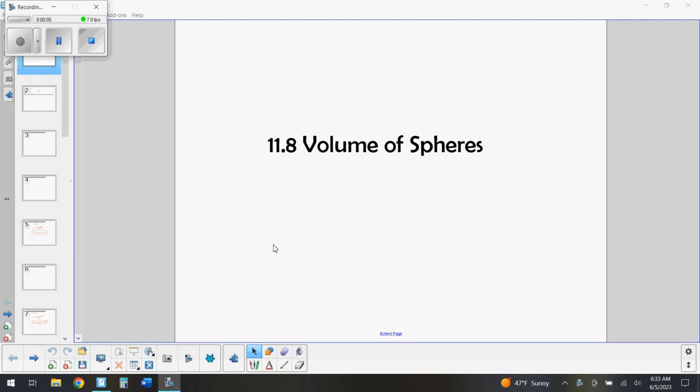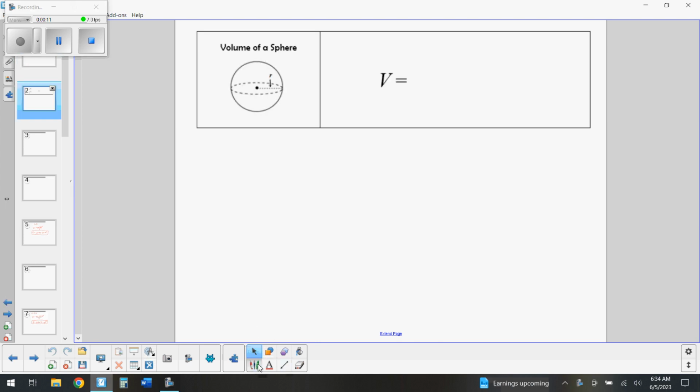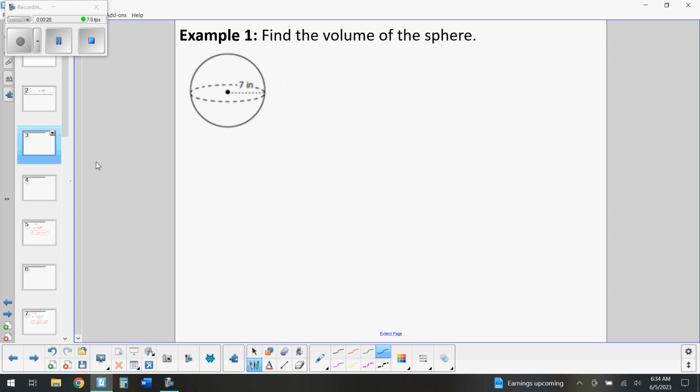Today's lesson, we're going to talk about the volume of spheres, but also composite solids. First, we're going to have the formula for the volume of a sphere, and that is 4 pi r cubed over 3. So the only thing we need for a sphere is the radius. So 4 pi r to the third power, all divided by 3. So let's find the volume of the sphere.